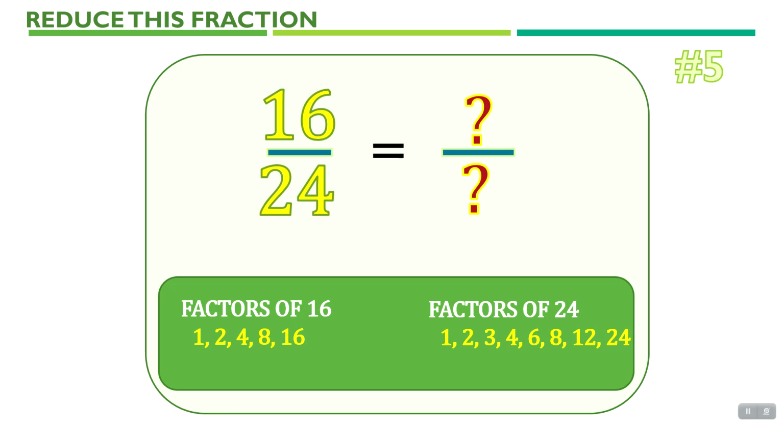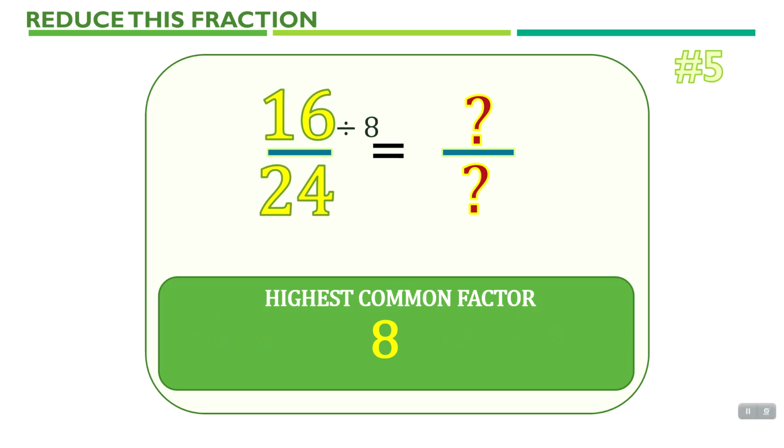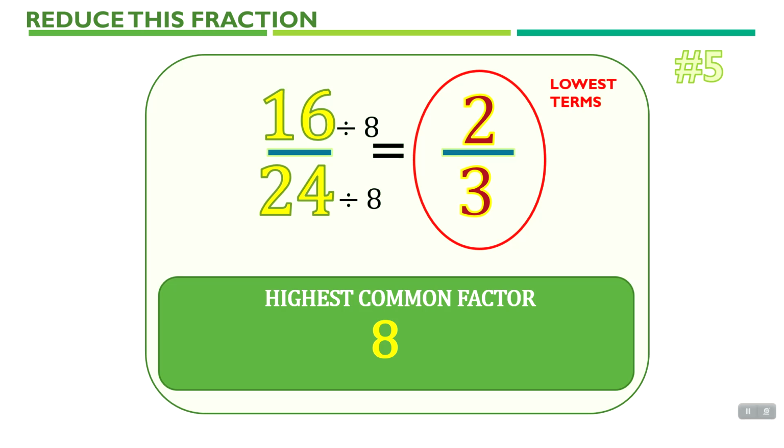Can you see which numbers are the same or that are common? They are in red: 1, 2, 4, and 8. But the highest common factor, the largest number there in red, is 8. So we divide 16 by 8 to get 2, and we divide 24 by 8 to get 3. 16 over 24 has now been reduced to 2 over 3, that is in lowest terms.